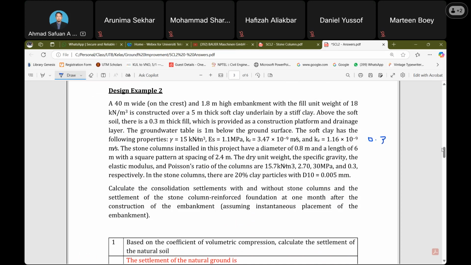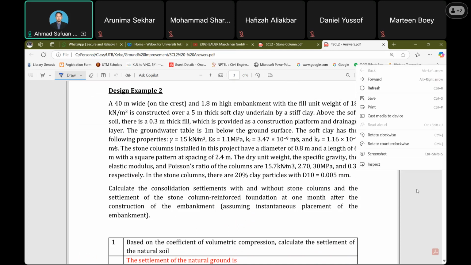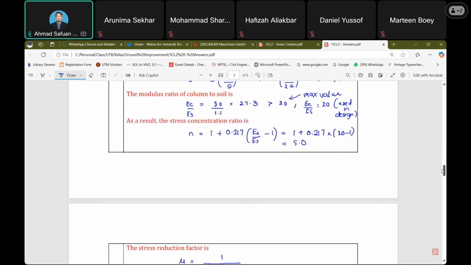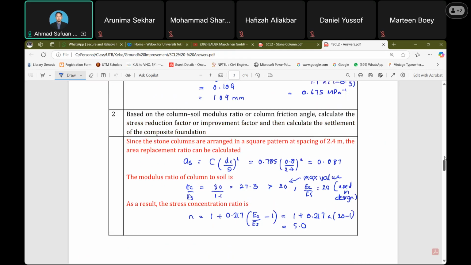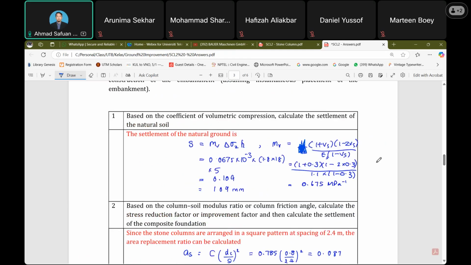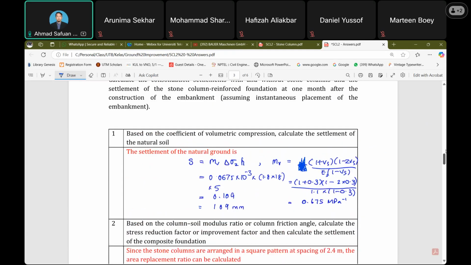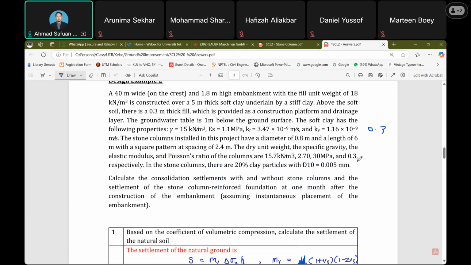Because for the solution they use 0.3. Okay, they use 0.3. Okay, this is 0.3. Or they assume that the Poisson ratio for the soil, basically the Poisson ratio for the clay, soft clay, is 0.4.